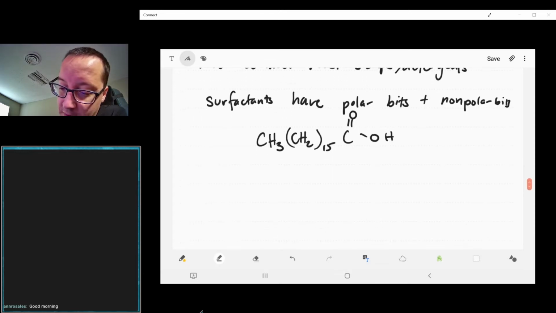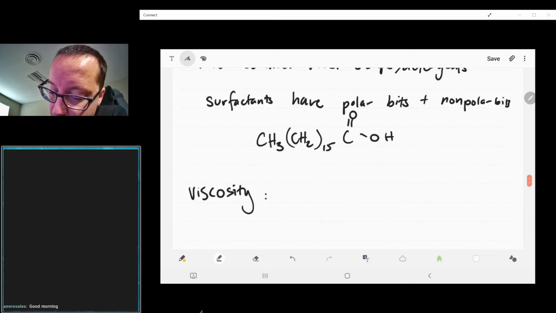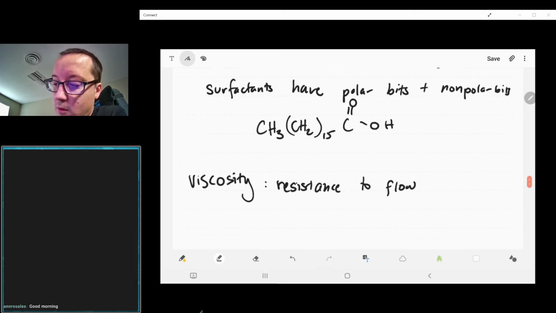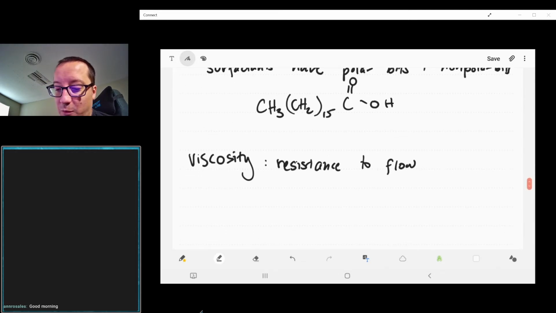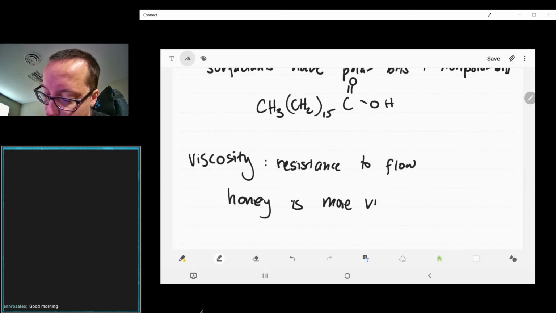Okay. Another one we have is viscosity, which is the resistance to flow as a liquid. It can work for gases too, but typically we talk about liquids with regards to viscosity. And just to put this in context, something like honey is more viscous than water.